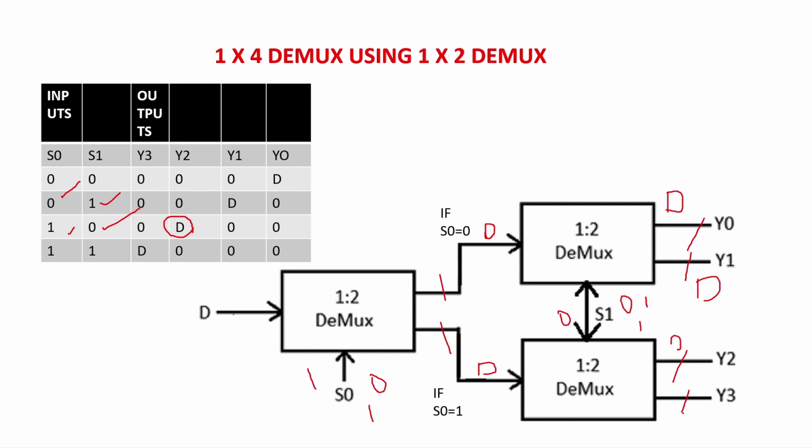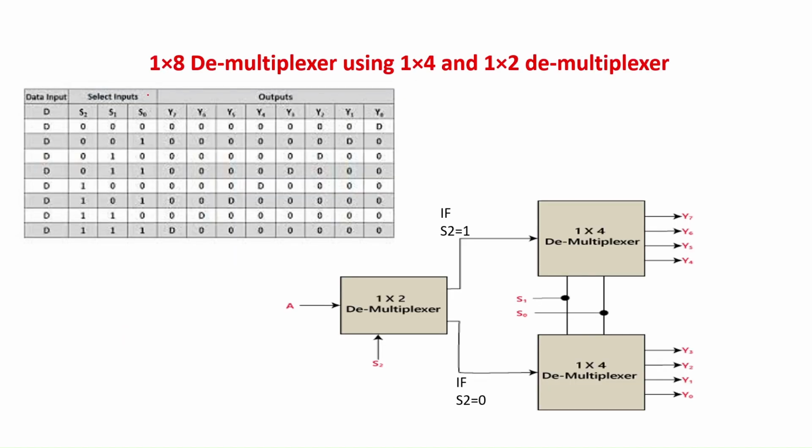Thus, we have designed a 1:4 demultiplexer using 1:2 demultiplexer. To derive a 1:4 demultiplexer using 1:2 demultiplexer, we need 3 1:2 demultiplexers. Now we are going to realize 1:8 demultiplexer using 1:4 and 1:2 demultiplexer. This 1:2 demultiplexer is used to supply this input A either to this demultiplexer or to this demultiplexer.